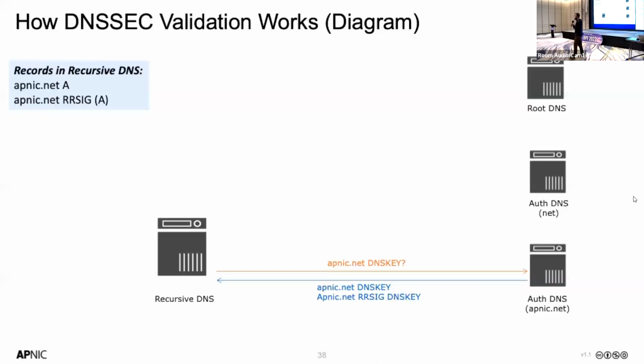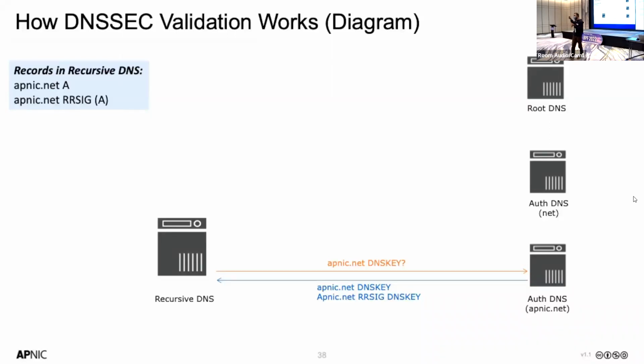We have the A record for APNIC.net, along with the RRSIG, or resource record signature, for that A record. Now, I can have a signature, but without validating that, I cannot guarantee that this is okay, right? So now my recursive DNS has the A record and the signature, but how do I verify that's a valid signature or not? Now I need to have a key.